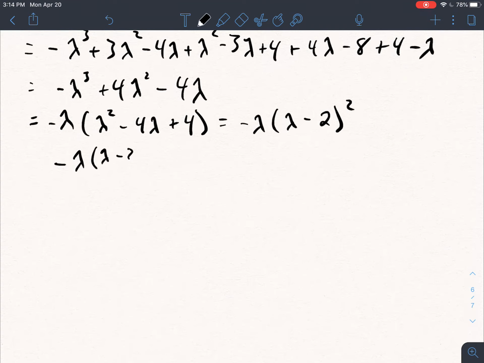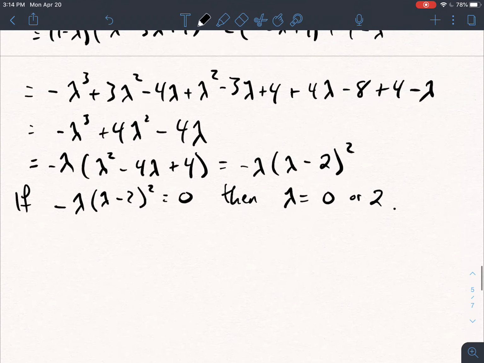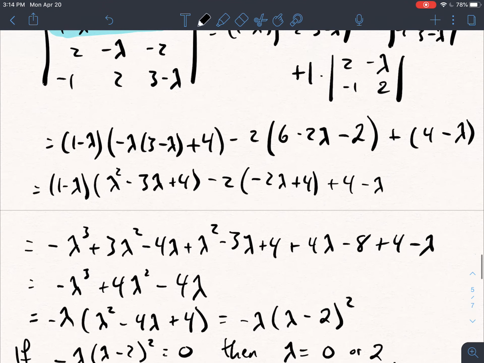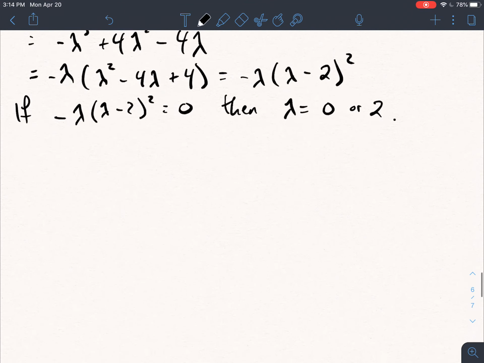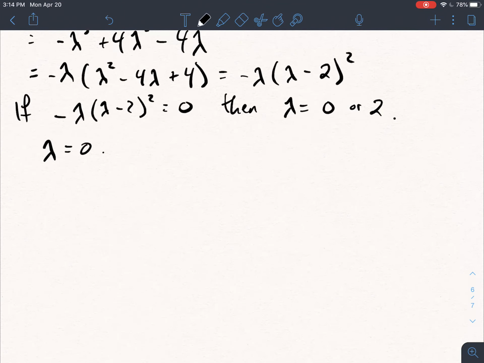Okay, so solutions to setting this equal to 0 tells us that lambda is equal to 0 or positive 2. And note that there is a power of 2 here. This is going to be somewhat relevant later on. So anyway, let's now find all of our eigenvectors associated to these eigenvalues.